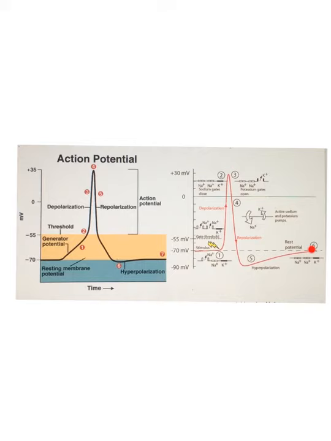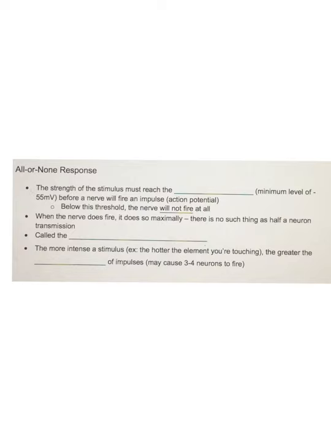So I've discussed this a few times, but there's an important term that I want to make sure that we remember. The strength of stimulus must reach what we call the threshold, and the threshold is that minimum level of potential difference that it has to reach for an action potential to actually happen. I apologize because the negative did not follow the number, but this is negative 55 millivolts. If you look over here, the negative kind of stayed on the wrong line, so just make sure you make note of that. So it's a negative 55. It has to reach around negative 55 millivolts before the nerve will fire an impulse. Otherwise, the action potential will not fire.